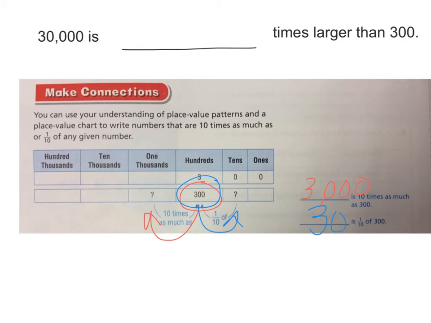Okay, but we have to still figure out 30,000 is how much times larger than 300. We know that this number right here is 3,000. If I move this 3,000 over one more to the left, is it getting bigger or smaller? Bigger. By how much? 10 times. So Shreya, what's 10 times of 3,000? 30,000. So 30,000 is 10 times 10 times larger than 300. How many times larger than 300 is 30,000? Liam? 100 times.